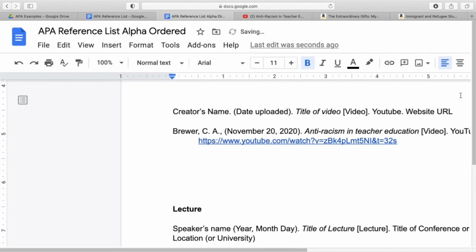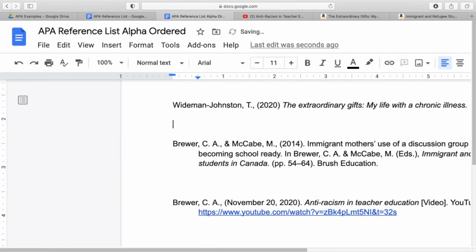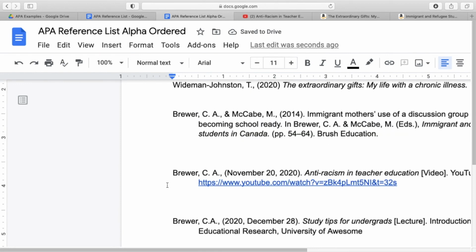All right, so now I'm gonna take out all of my examples and show you what the reference list should look like when it's all said and done. The reference list is going to end up being in alphabetical order. If there's an author that has been listed more than once, as is the case in this, you're going to list those sources starting with the earliest and moving down to the most recent.